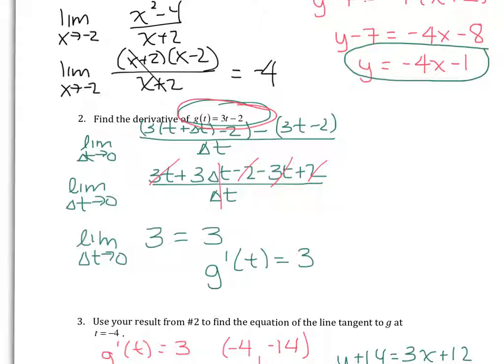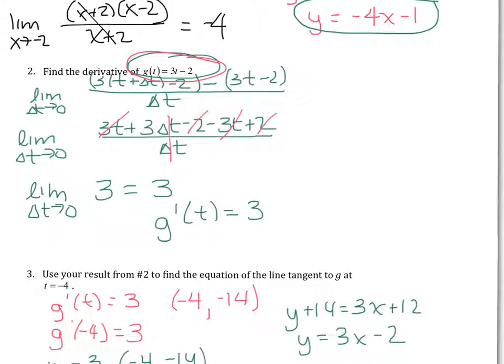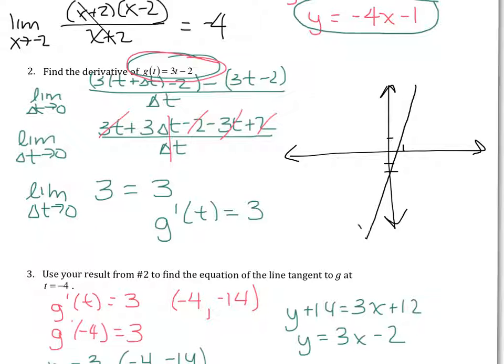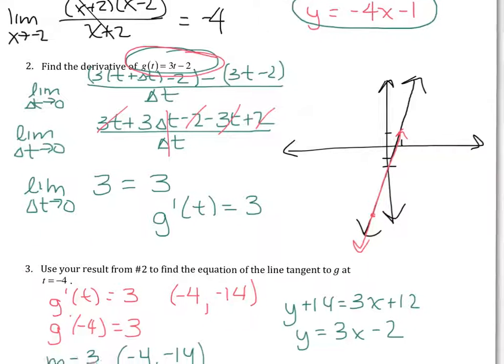That should make sense, just thinking about it graphically. If I have 3t minus 2, it should look something like this. And I want to know the graph of the equation tangent at negative 4, that's this. Well, it's going to be the exact same thing if it's going to be tangent to the original curve. So it makes sense that we would get the same thing out.